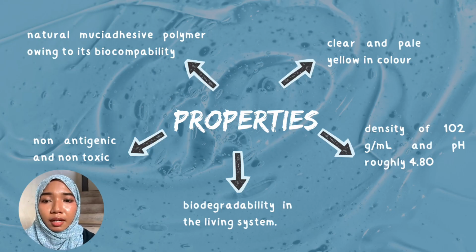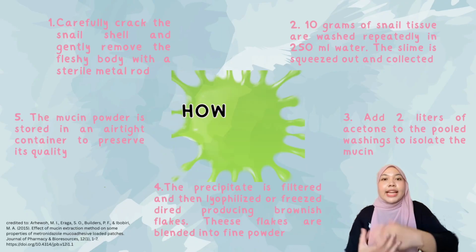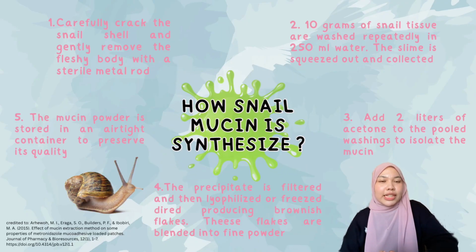The mucin have a natural milky adhesive polymer owing to its biocompatibility. It is a clear and pale yellow in color. The density for the mucin is 1.02 gram per milliliter and the pH is roughly 4.80. It is biodegradable in the living system and it is a non-antigenic and a non-toxic. Now, let's see how snail mucin is synthesized.